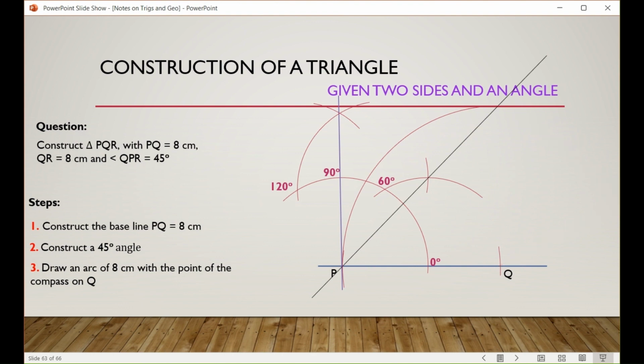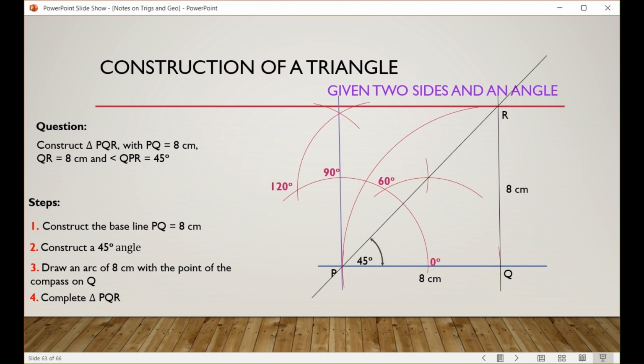And where does it intersect? It actually intersected at 2 points. It intersected at P, because P is 8 centimeters from Q along the black line, and then intersected up on top. So now we could complete the triangle by drawing that line up there and showing where R is.